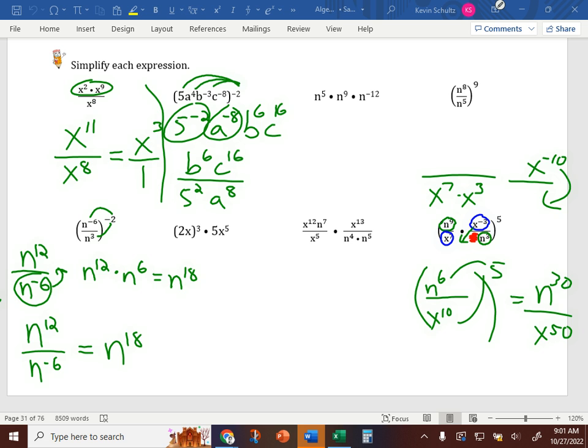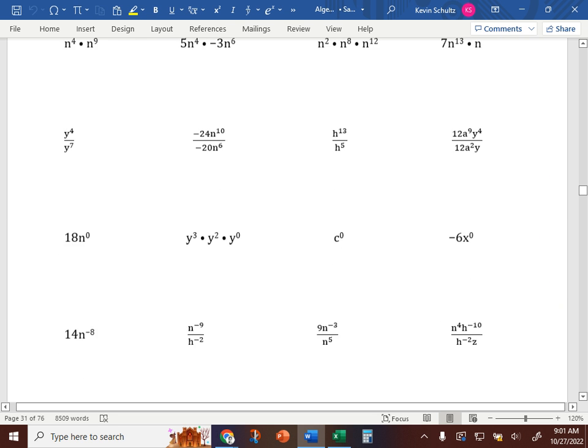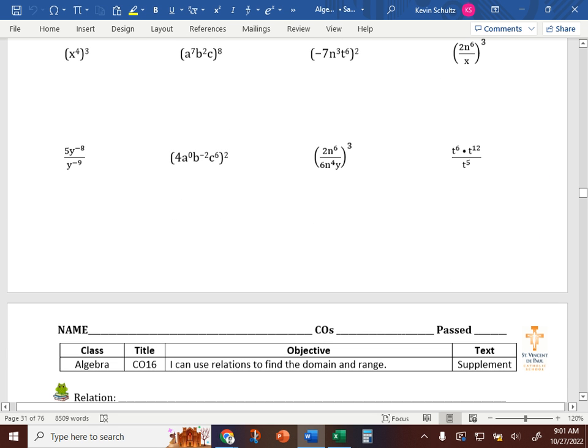So your homework is the rest of this page here, the 4 that we have not done. And then the second page, this is homework as well, the whole thing. You're asking for which one? The second one. So kind of similar to the one we just did. What do you see here? You see dividing by the same base, and you see parentheses, right?